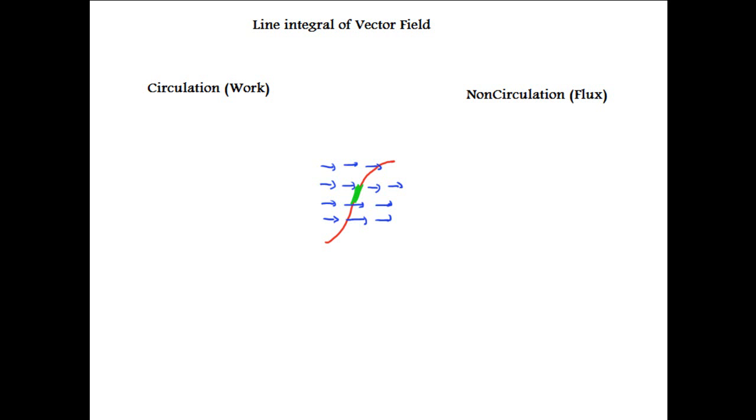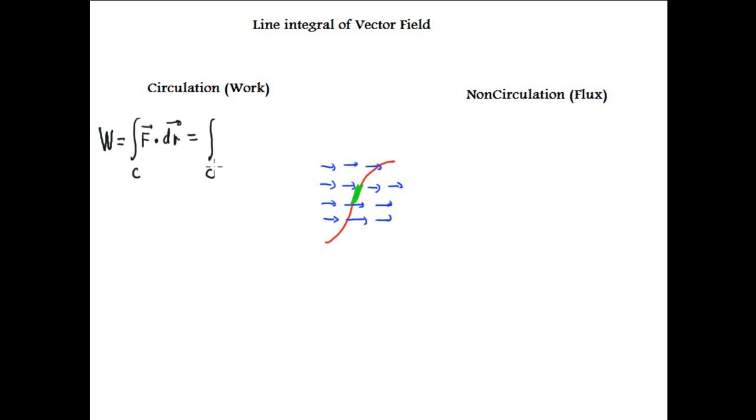Okay, now we analyze in detail the two kinds of line integral of vector field. The first one we see is circulation. Circulation is the computation of the work done, the integral along the curve of the vector field F dot product dr. This is displacement, this is a force, this is a work.